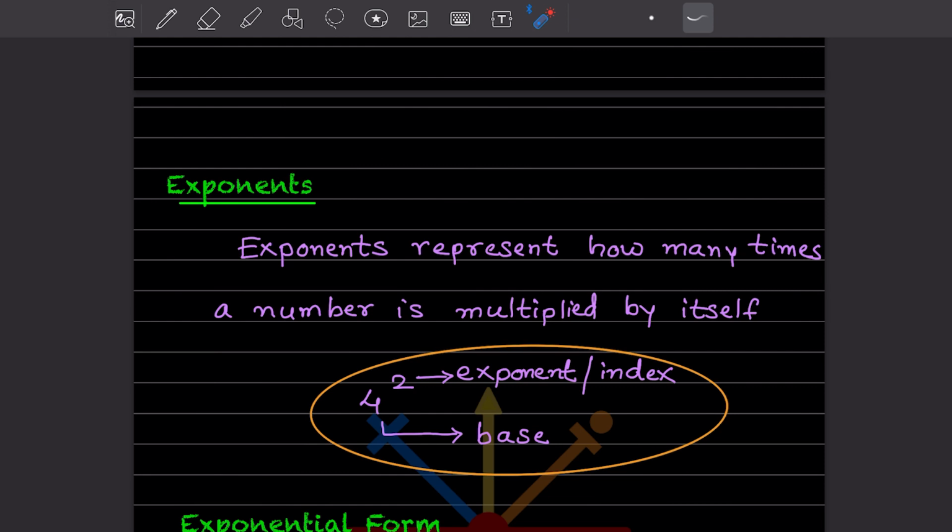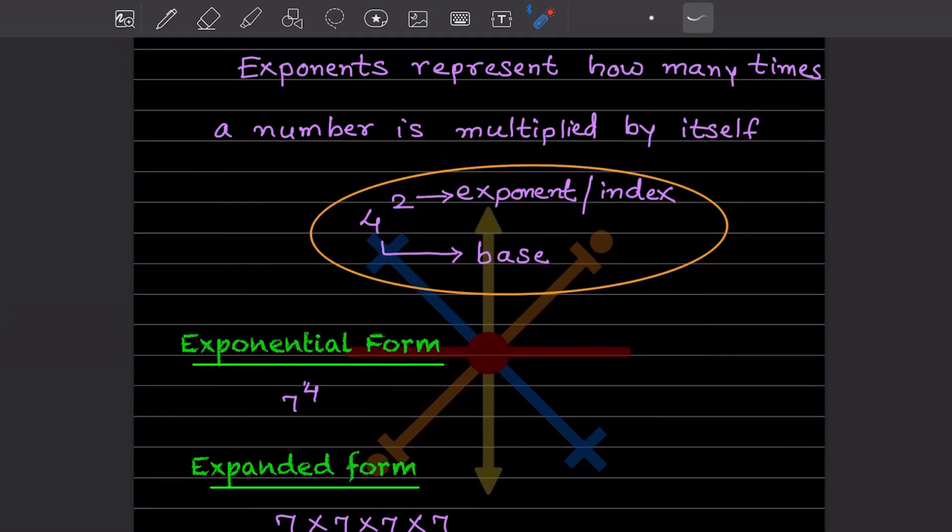Now suppose here I write 4 raised to 2. This is 4 raised to 2. Whatever you can see here, this is the exponent, and we can also call this an index. And this is the base. So how many times a number is multiplied: when we write 4 raised to 2, that means 4 is multiplied 2 times. So here, this is called the exponential form.